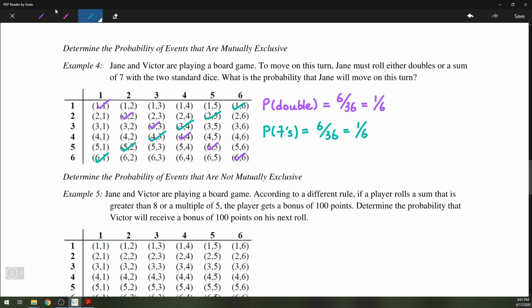Now, if you were to apply the formula, then the probability of doubles or 7s would just be the sum of the two. And that's because these two events are mutually exclusive. You cannot roll 7 and have doubles. It doesn't work. So this would be 1 over 6 plus 1 over 6, which is 2 over 6, which is 1/3.